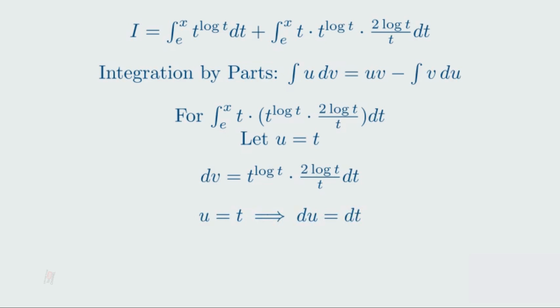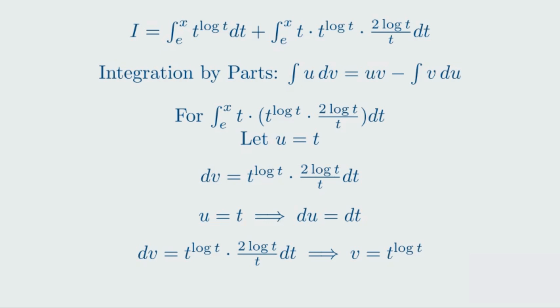To find v, we need to integrate dv. And look, the expression for dv is exactly what we just found the antiderivative for in the last scene. The integral of dv, which is v, is the integral of t to the log t times 2 log t over t dt. And as we just learned, this is equal to t to the log t. This was the brilliant insight in this problem. We have all the pieces for integration by parts: u, dv, du, and v.